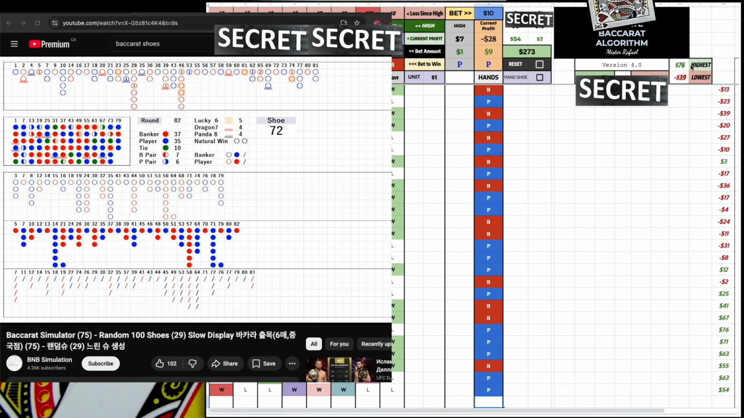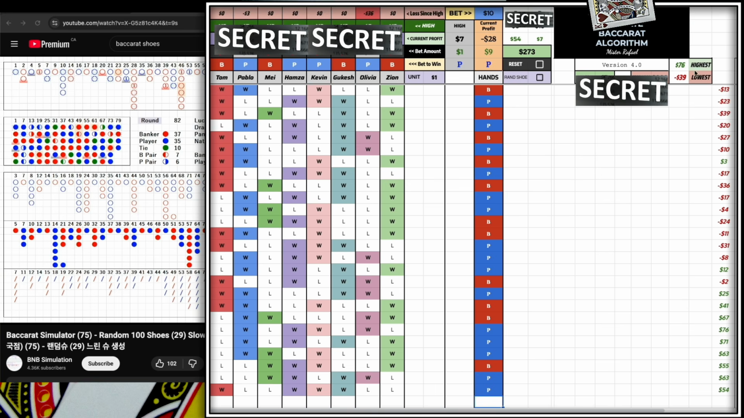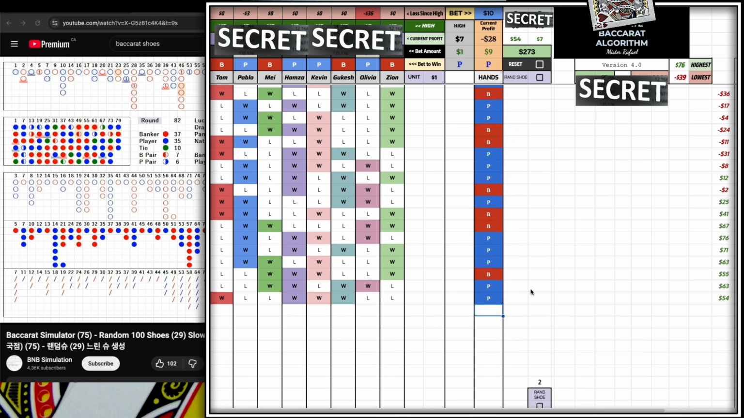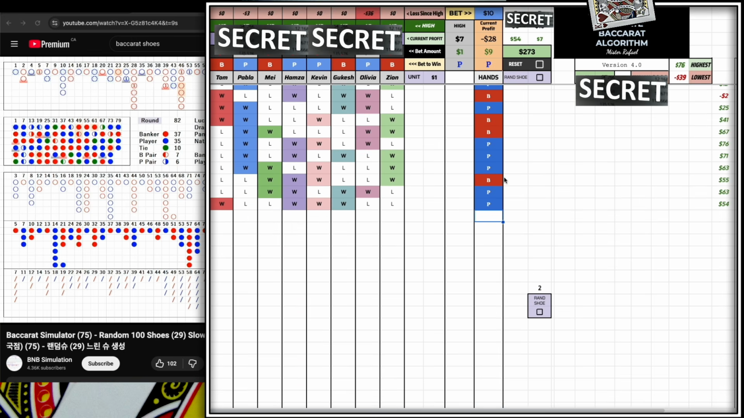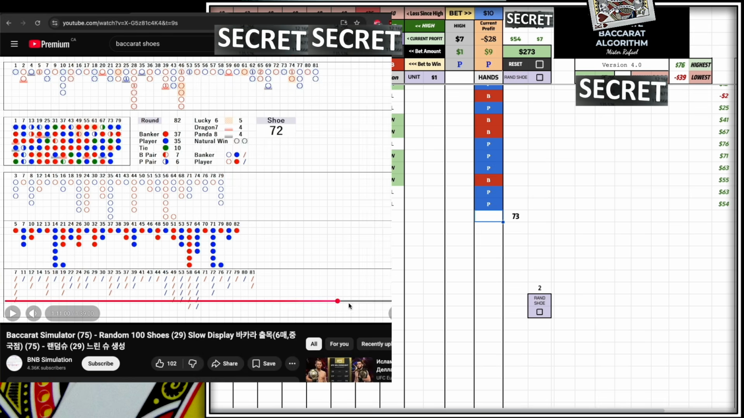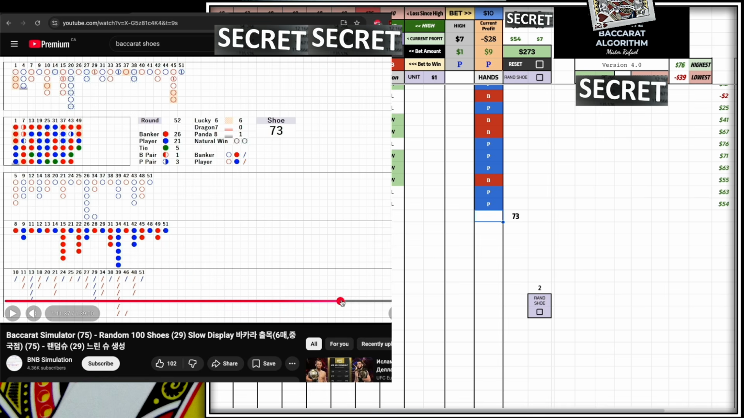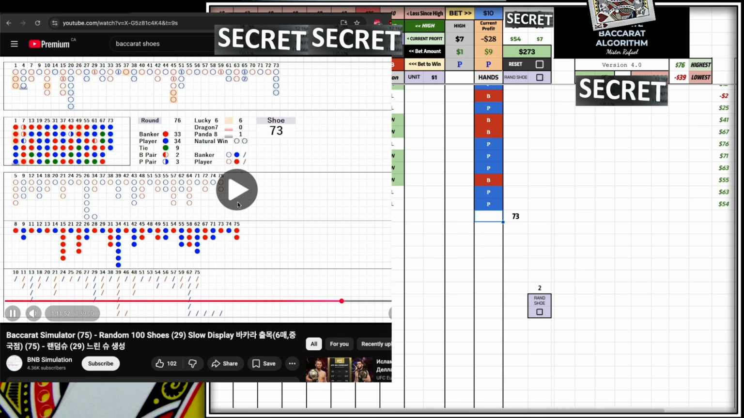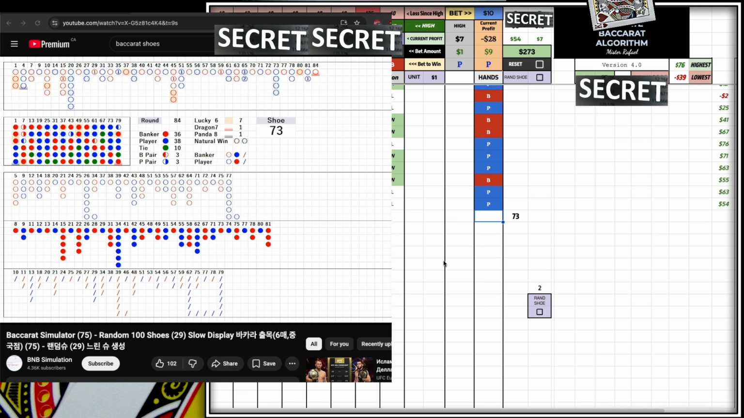All right, so highest profit $76, biggest drawdown minus 39, currently sitting at plus $54. Next bet $10 on player. Moving on to shoe 73. Okay, here we go with shoe 73.